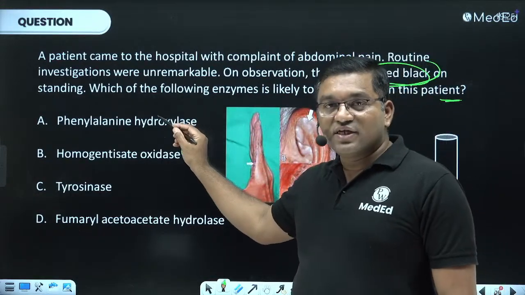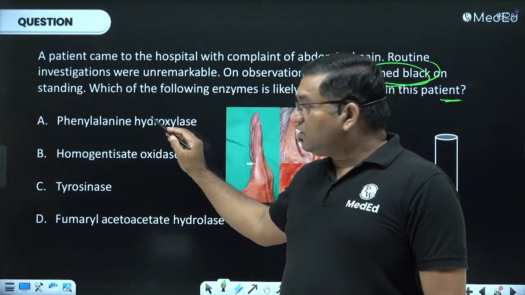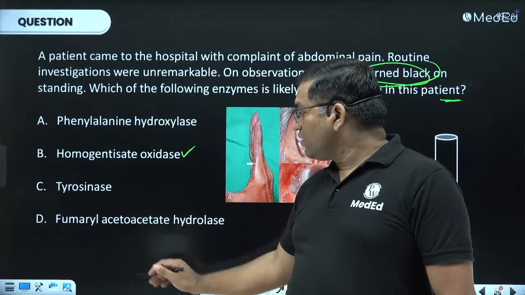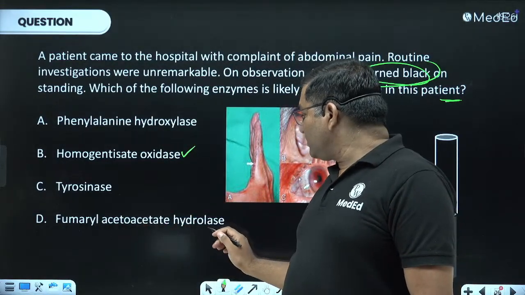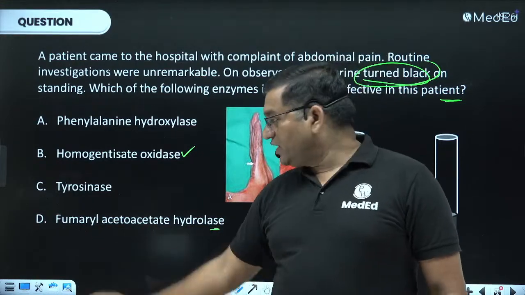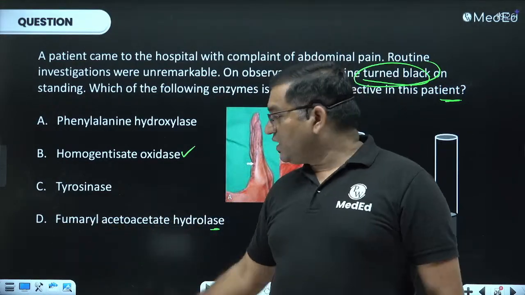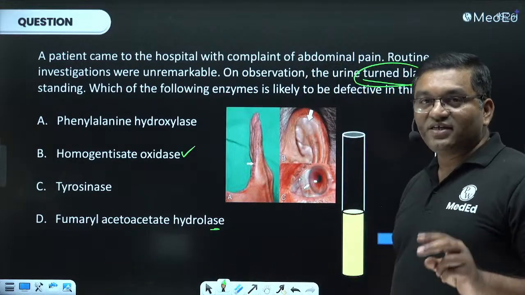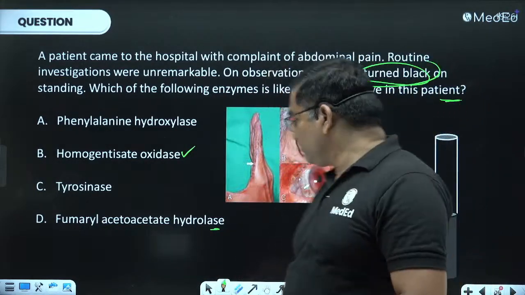Phenylalanine hydroxylase is defective in phenylketonuria. Tyrosinase is defective in albinism. Fumarylacetoacetate hydrolase is defective in tyrosinemia type 1. Tyrosine transaminase is defective in tyrosinemia type 2.